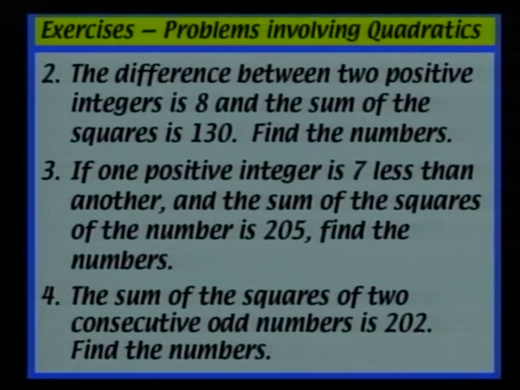If one positive integer is 7 less than the other, and the sum of the squares is 205, what are the numbers? Kyle? 13 and negative 6.